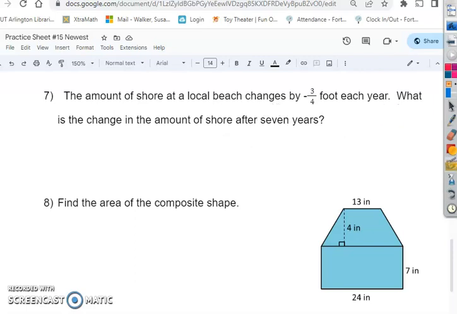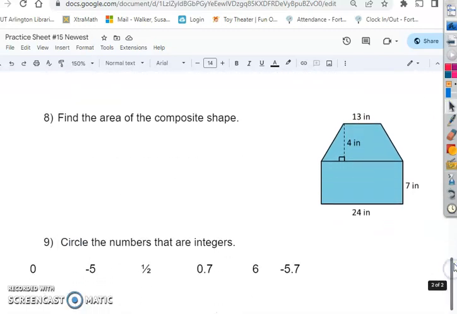Number 8. We have 2 shapes. I am not going to do the rectangle with you. You're going to do the rectangle by yourself. I will help you over here with the trapezoid. Okay? I see a 4. I see a 13. And a 24. Your job, though, is to make sure you get that rectangle in here. Okay, area of the composite shape.